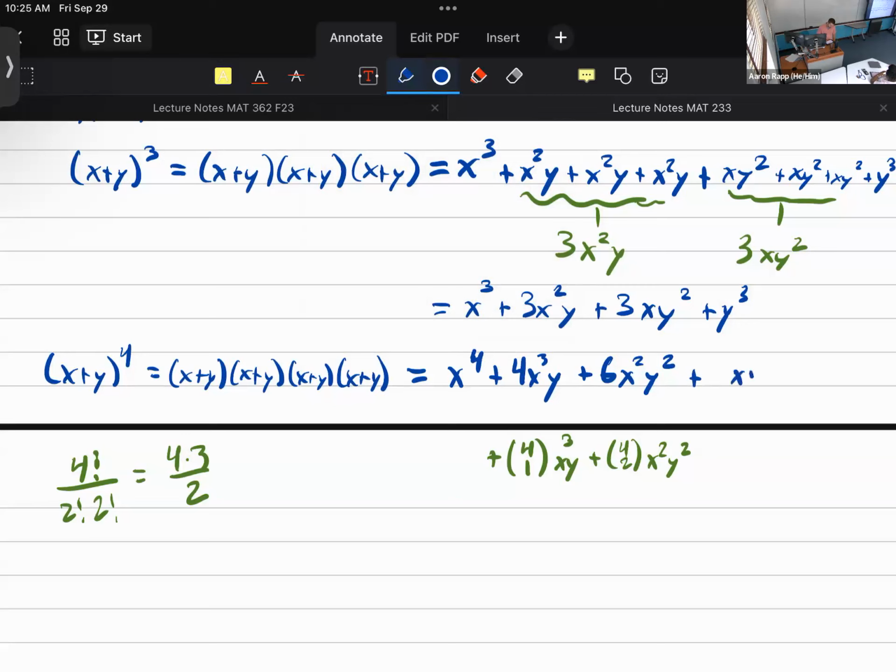How many ways can I choose 3 y's from those 4 binomials to multiply together? 4. Because I can also turn around and ask, what's the way to only choose 1 x, or to not choose a y? So 4 choose 1 is going to give me 4. And how many y to the fourths? Just 1.